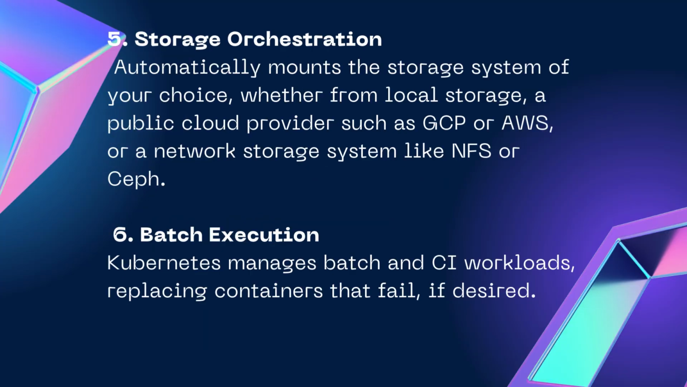Storage orchestration automatically mounts the storage system of your choice, whether from local storage, a public cloud provider such as GCP or AWS, or a network storage system like NFS or Ceph. Batch execution. Kubernetes manages batch and CI workloads, replacing containers that fail, if desired.